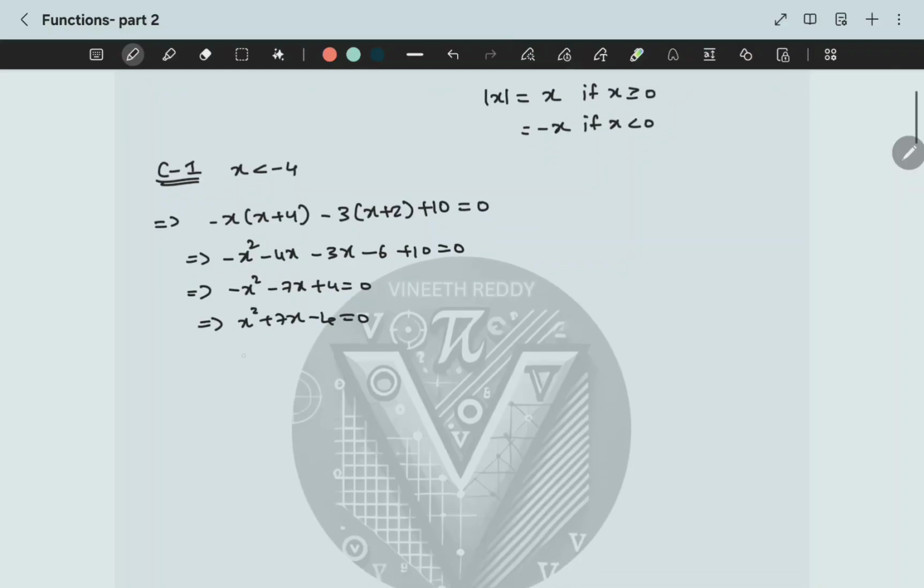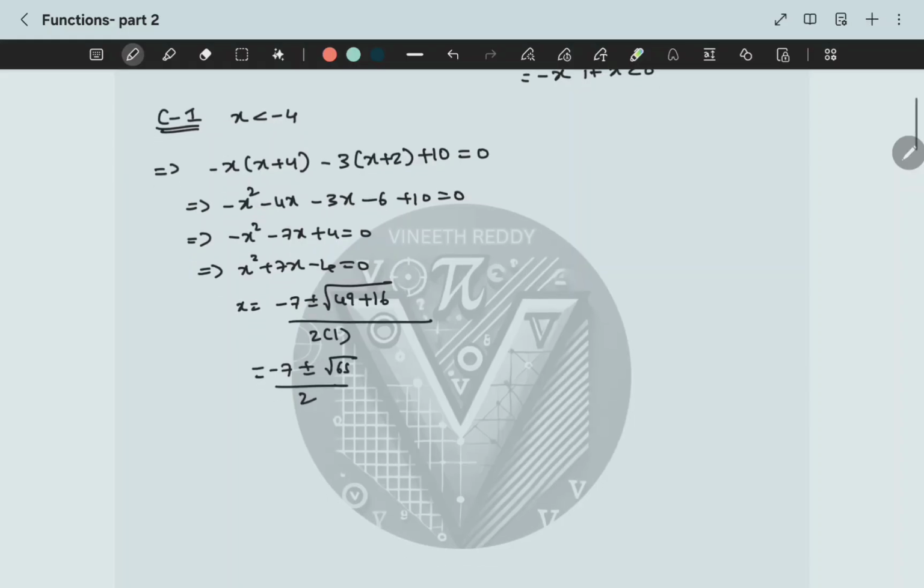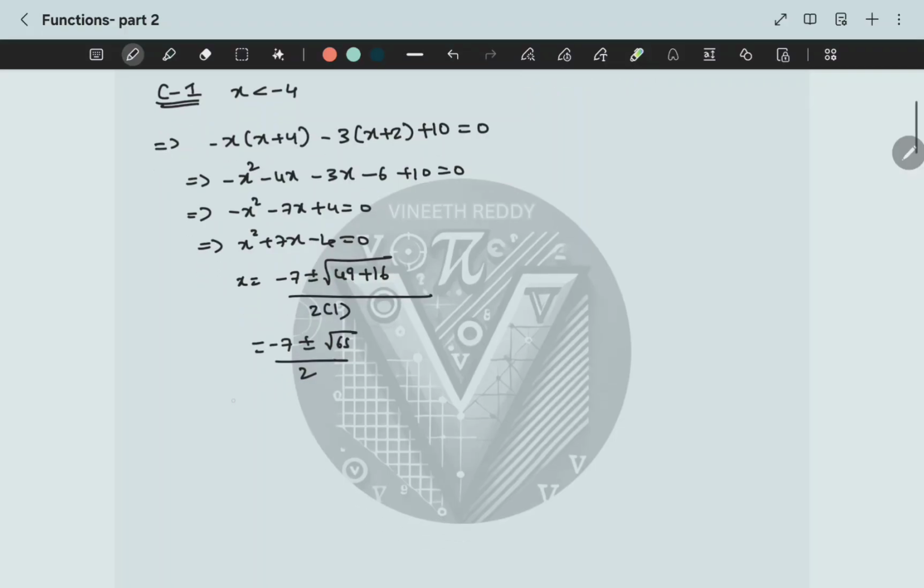Now the value of x will be minus b plus or minus root of b square minus 4ac, that should be plus 16, divided by 2a. So I get minus 7 plus or minus root of 49 plus 16, that should be 65. See, root 64 is around 8, so this is approximately 8. So if it is plus 8, minus 7 plus 8 is a positive value, which we should neglect because x should be less than minus 4. So x is not equal to minus 7 plus root 65 by 2.